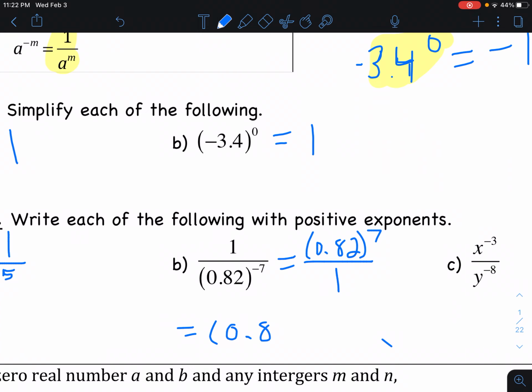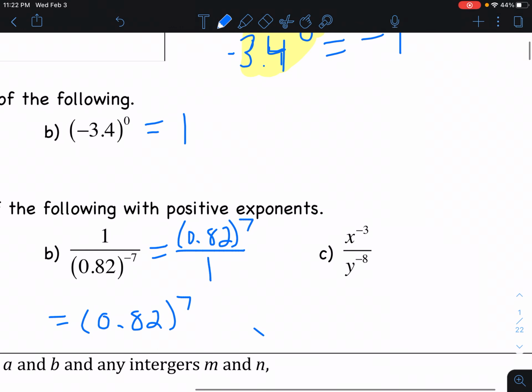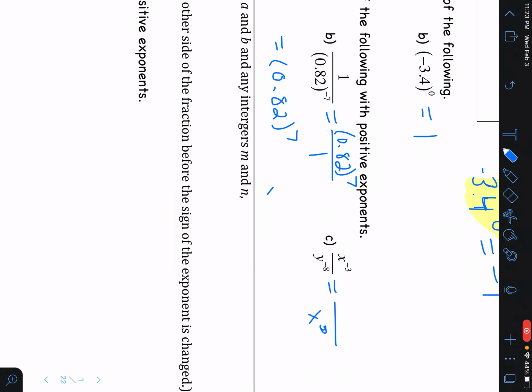Yeah, this stylus is giving me some major trouble right now. Letter C, we have two negatives, so both of them are going to move their places. So the x is going to move to the bottom. Let's try that again.